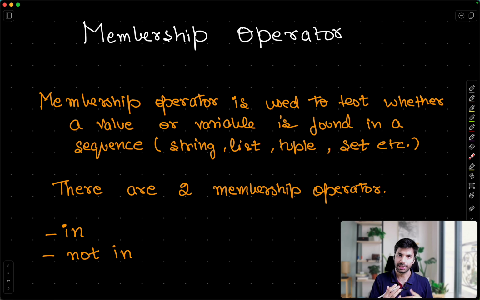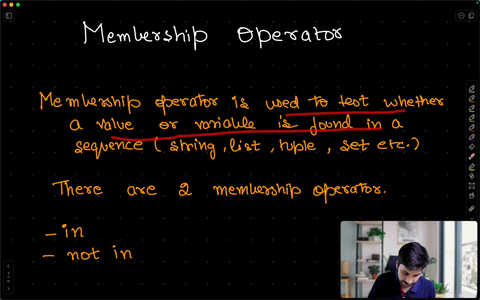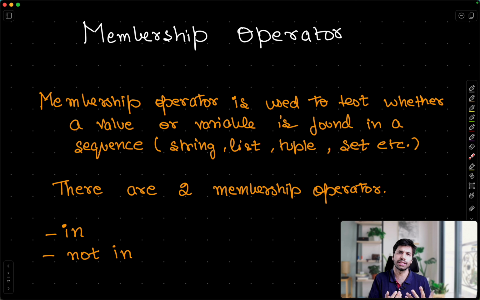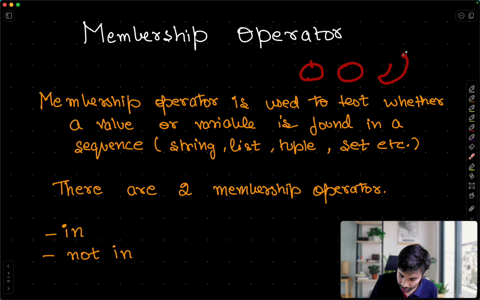Okay everyone, so let us begin with the membership operator first. The membership operator is used to test whether a value or a variable is found in a sequence. Whenever we are dealing with things like lists, which we are going to study, or whenever things are kept all together, it applies. It is pretty intuitive to understand. Let's say you have different fruits: an apple, an orange, and a banana. This is what I'm calling a sequence.